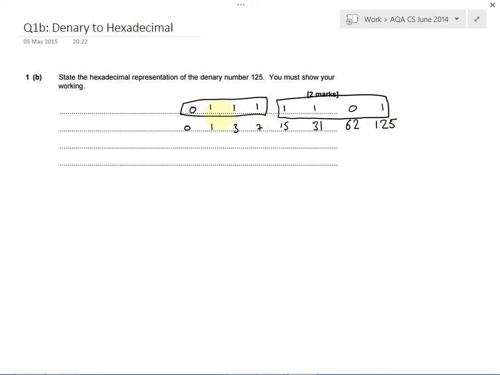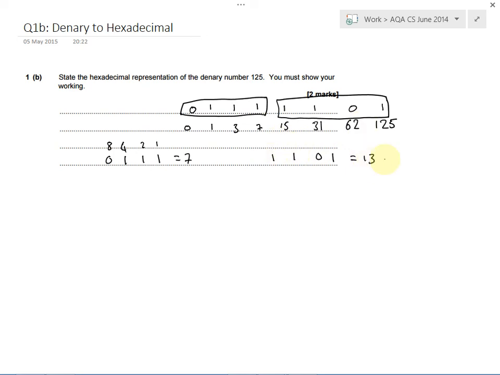We need to convert each of them into decimal. So 0, 1, 1, 1, that's this nibble here. Remember, the first bit is worth 1, and each one is worth twice as much. So 1, 2, 4, 8. And we add up the numbers with 1s on top. So 1 plus 2 plus 4 is 7. Same here, 1, 1, 0, 1. So that would be 1 plus 4 plus 8 equals 13.